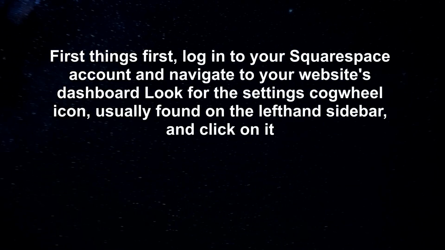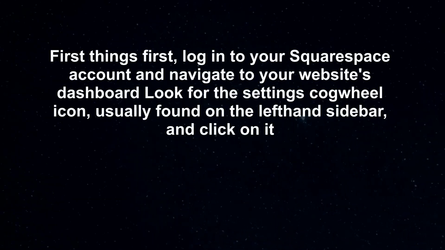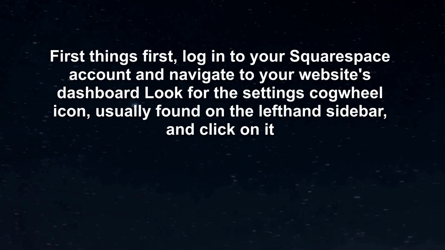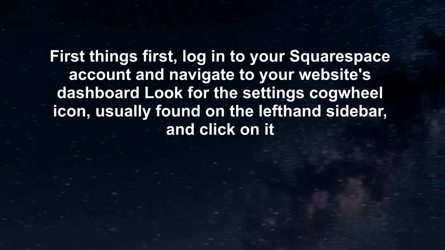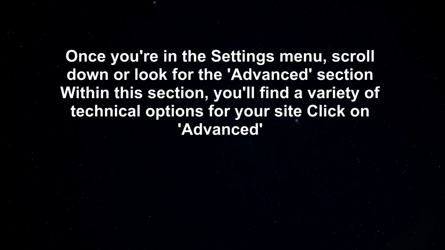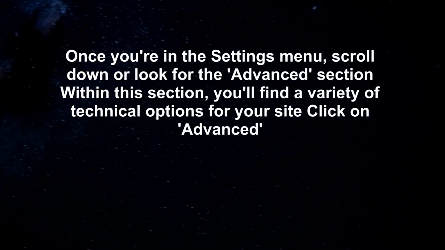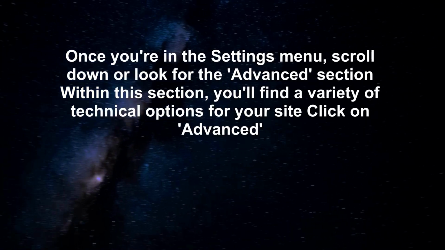First things first, log into your Squarespace account and navigate to your website's dashboard. Look for the settings cogwheel icon, usually found on the left-hand sidebar, and click on it. Once you're in the settings menu, scroll down or look for the advanced section. Within this section, you'll find a variety of technical options for your site.